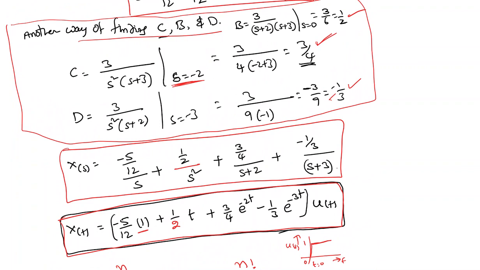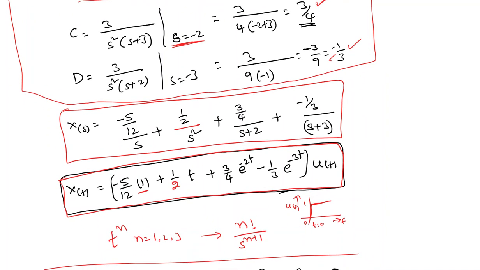So once you write the individual terms, I have X of s equal to minus 5 by 12. That's A over s plus B over s square plus C over s plus 2 plus D over s plus 3. Now, when we are transferring this, the inverse Laplace transform of 1 over s is nothing but u of t. Okay, that's the unit step function, or you can say 1. 1 is a constant, but to keep it in the time domain, usually we represent it as the unit step function.